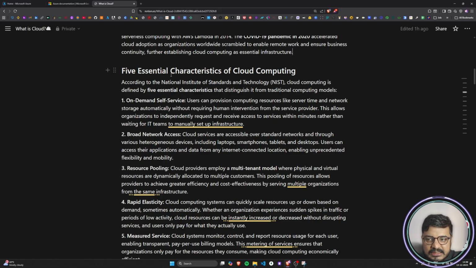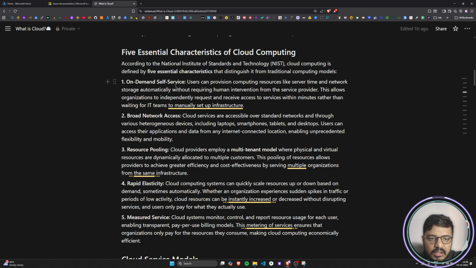Now the five essential characteristics of cloud computing. According to the National Institute of Standards and Technology, cloud computing is defined by five essential characteristics that distinguish it from traditional computing models. First is on-demand self-service. So a user can provision computing capabilities, like server time and network storage, automatically without requiring human intervention from the cloud provider.